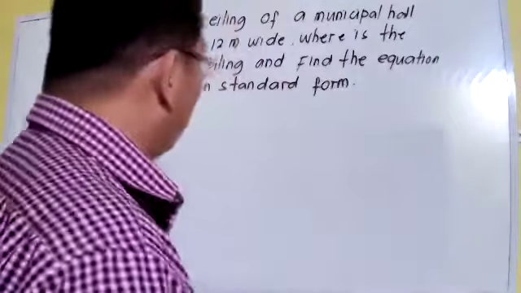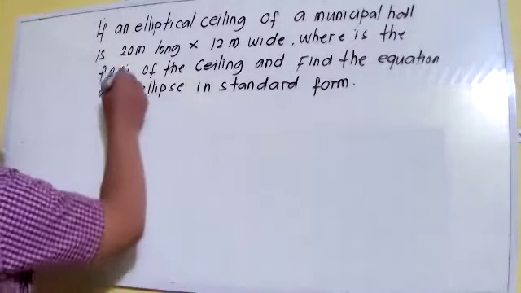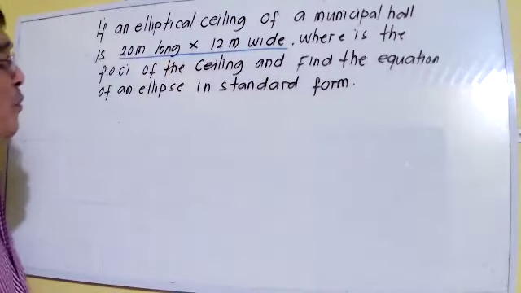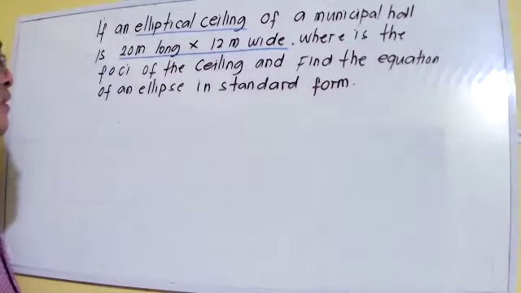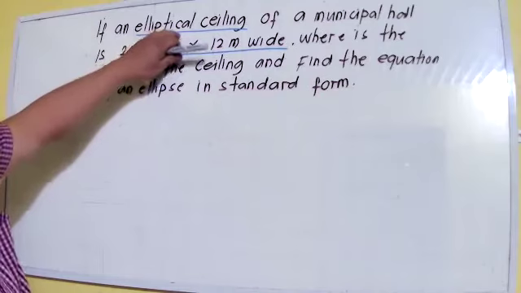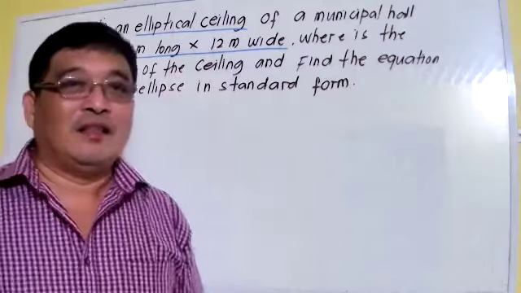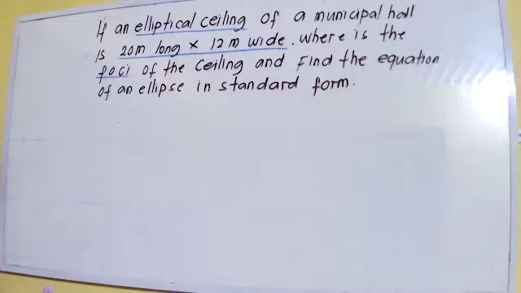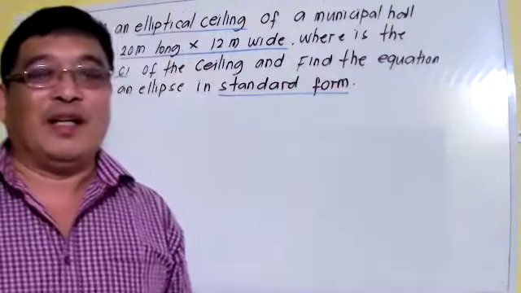But in this given problem, ang nandito lang na information is that we have a 20 meters long by 12 meters wide na elliptical ceiling. Ito yung pinaka-given. Alam natin that this is an ellipse and we have a 20 meter by 12 meters na ceiling. Ang hinahanap natin is foci. What is being asked is the foci and the equation in standard form of an ellipse.